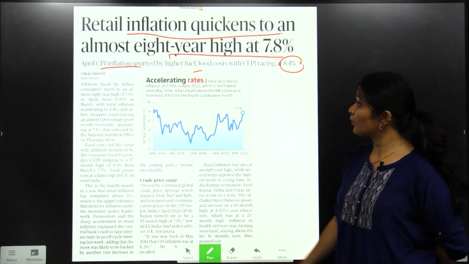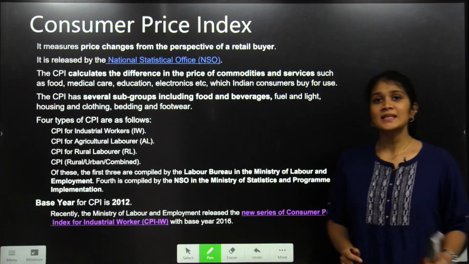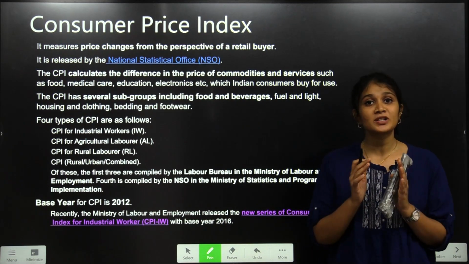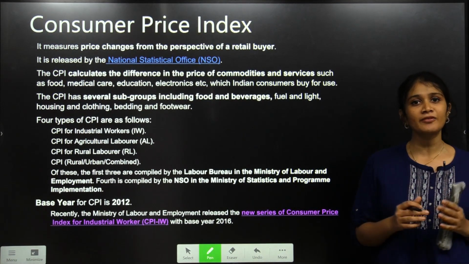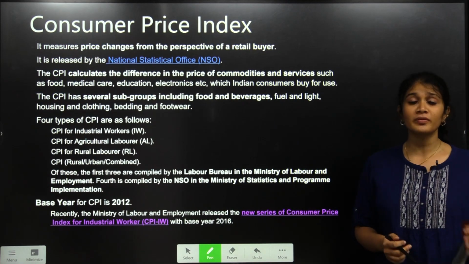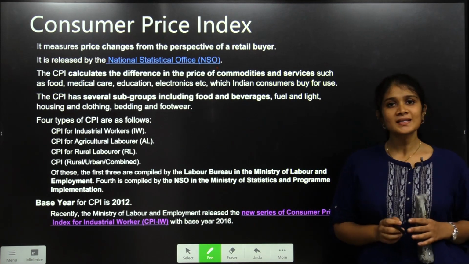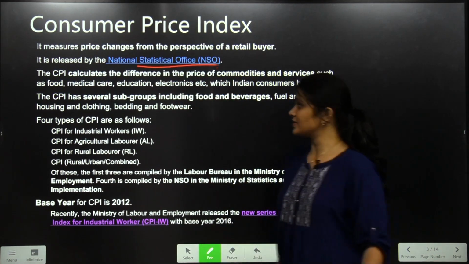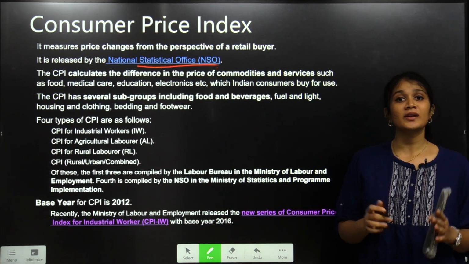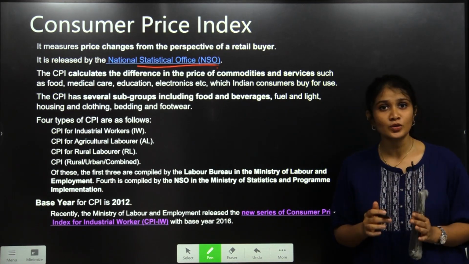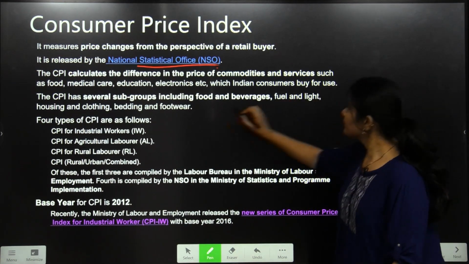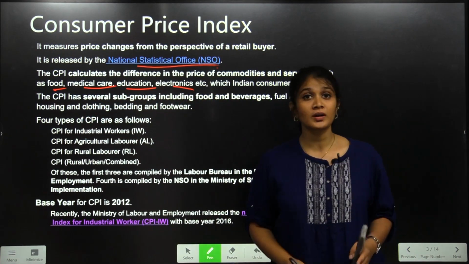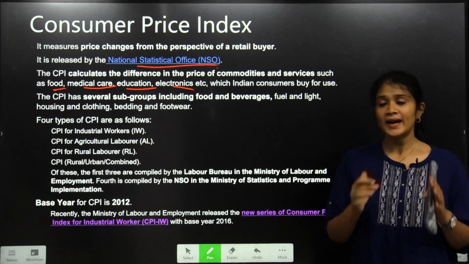Here, let us look at what CPI inflation is. CPI stands for Consumer Price Index. It basically means the changes that take place in your daily food items, your fuel, your footwear, etc. This CPI is released by the NSO, National Statistical Office. Basically, CPI calculates both services and goods like food, medical care, education, electronics, footwear, housing, etc.